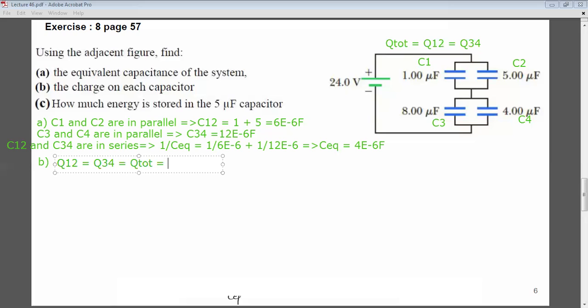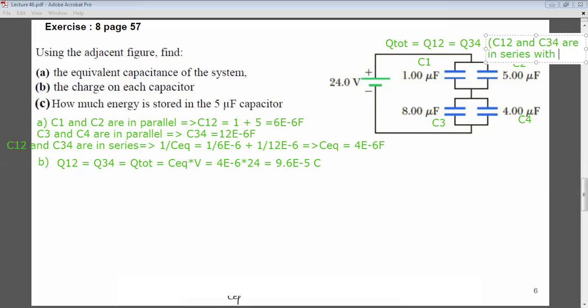And what's the Q total? Q total is C total, which we call C equivalent, times the voltage across the battery. So that's 4 e to the minus 6 times 24, and this gives me 9.6 e to the minus 5 coulomb. So why did we apply this? Because C12 and C34 are in series with the battery. Okay, so this is why we could use this.